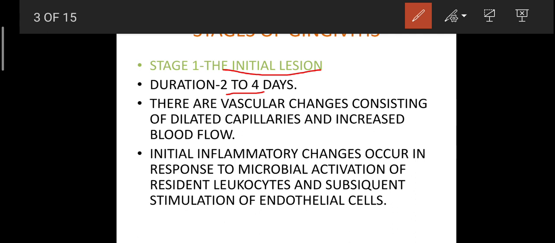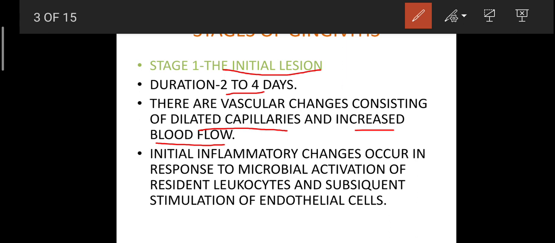So there are changes occurring in this lesion. Okay, what are the changes? There are vascular changes consisting of dilated capillaries and increased blood flow. So there are a few vascular changes in this stage, that is, the capillaries become dilated and blood flow is increased.